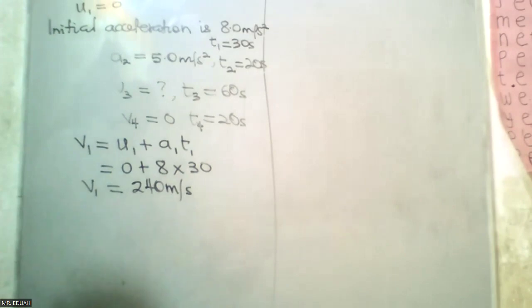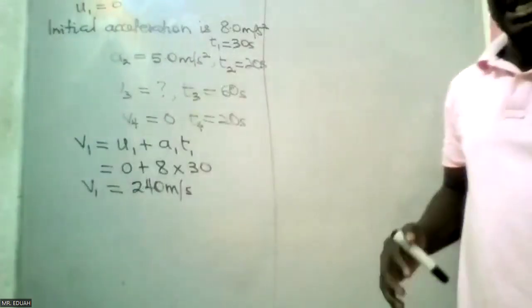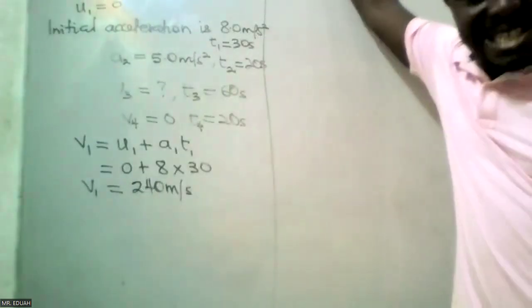This is giving us a final velocity of 240 meters per second. Now from there, the body's acceleration was reduced to 5 meters per second squared. Class, a drop in acceleration isn't a deceleration.